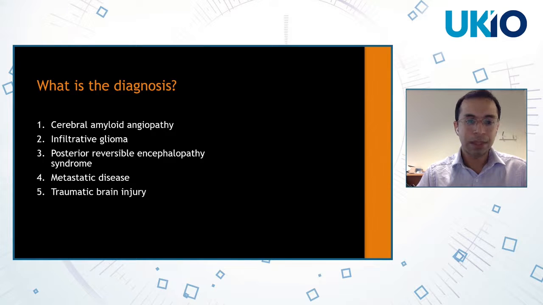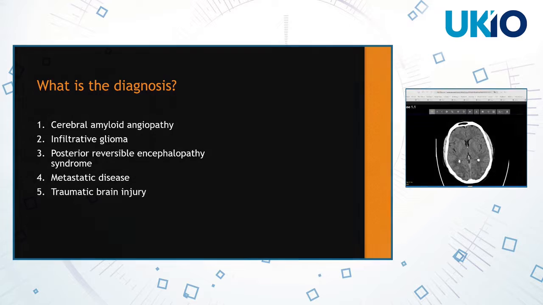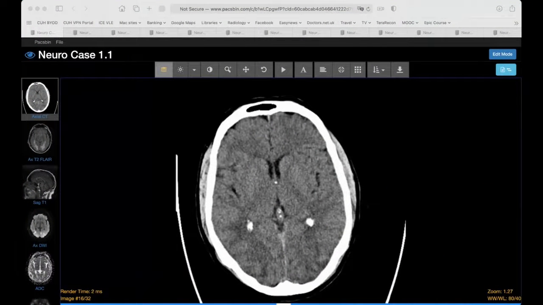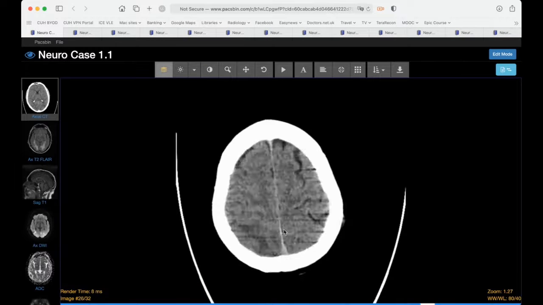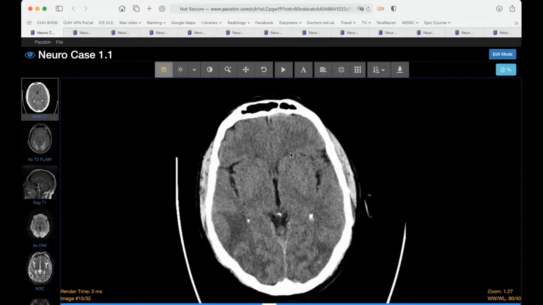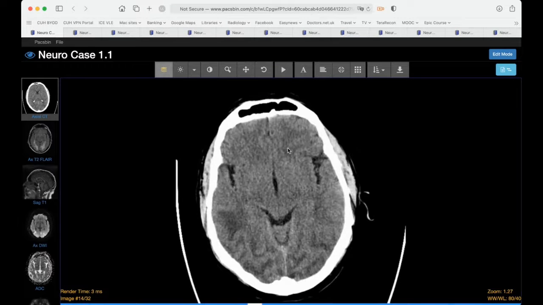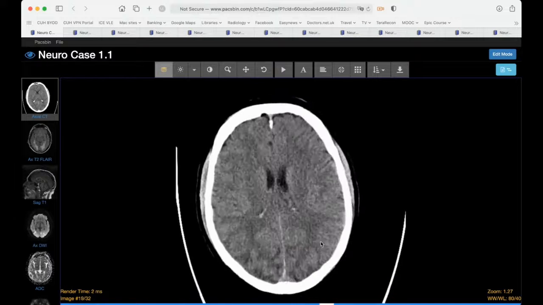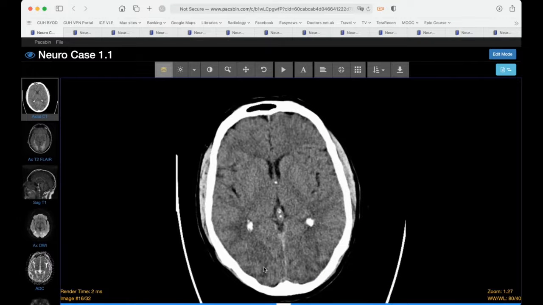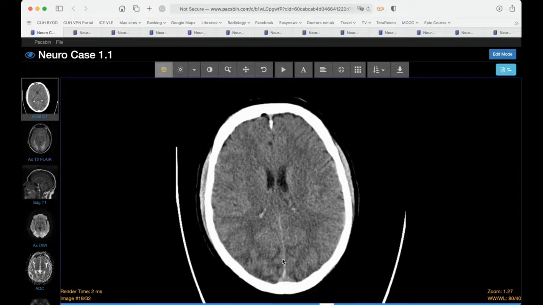Go through the case with you, but if you could head to case 1.1 and have a look at the CT first. I'll talk you through this in case you don't have access to the cases directly, but I think we'll get more out of it if you can. On the CT, you can see this hypodensity at the posterior aspect of both cerebral hemispheres. It looks likely subcortical, so not really affecting the cortex. Maybe there's a bit of cortical swelling, but that's of course quite hard to say.